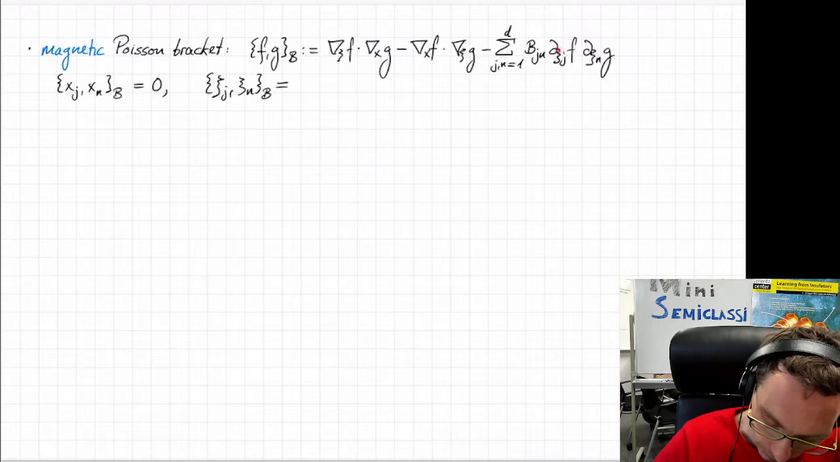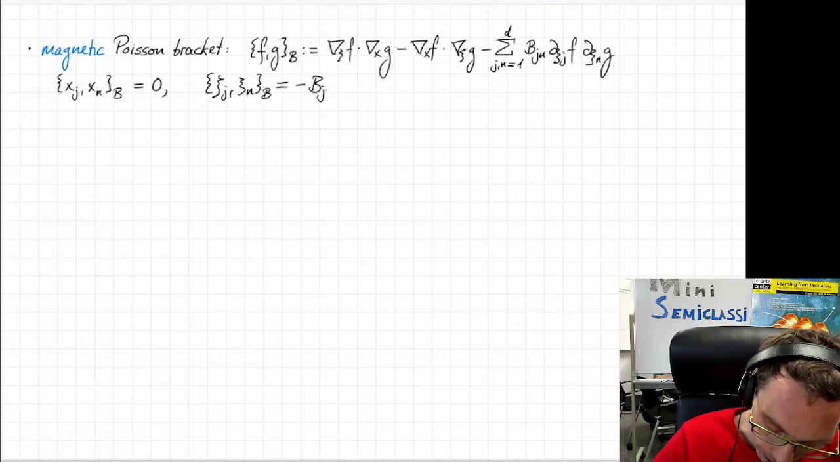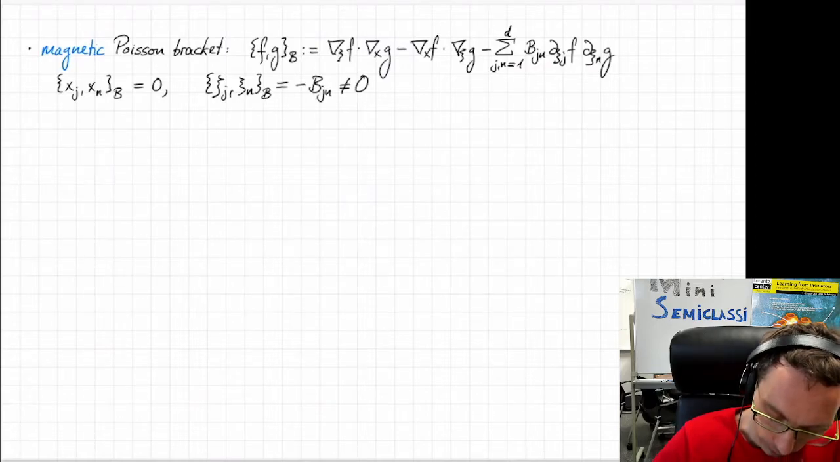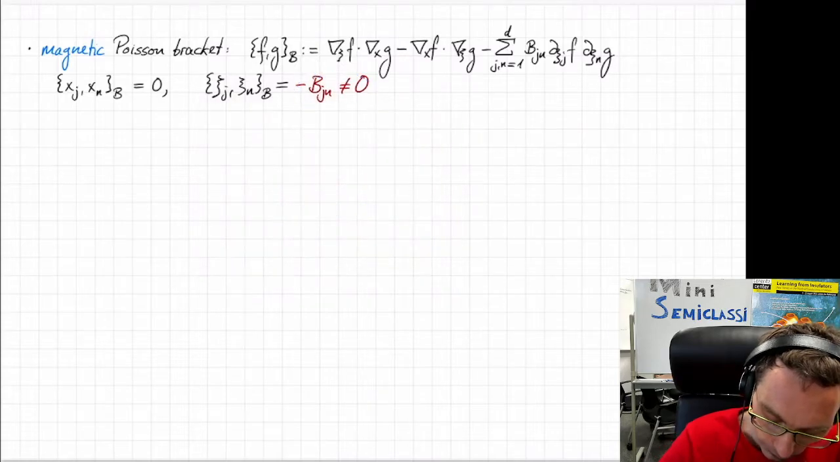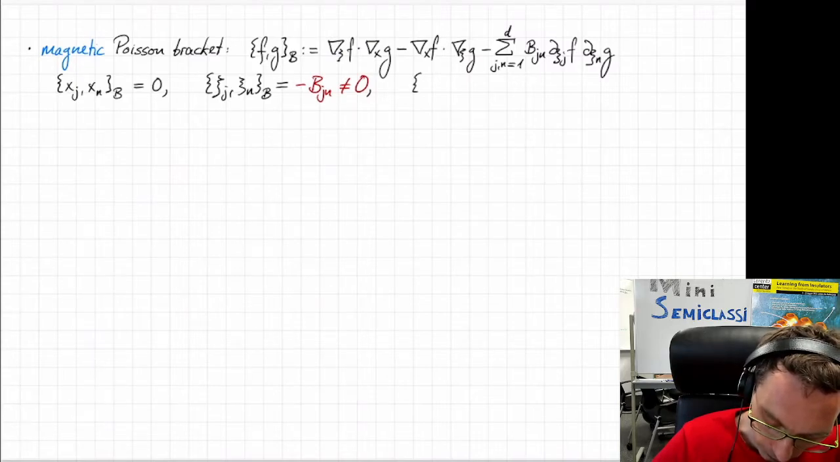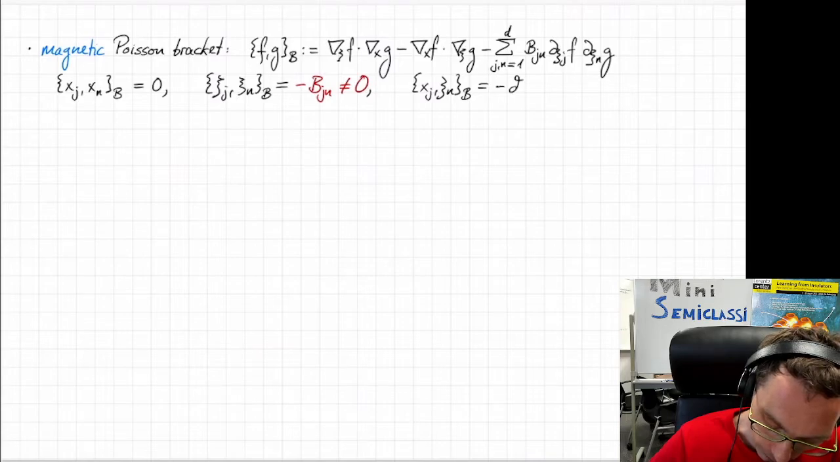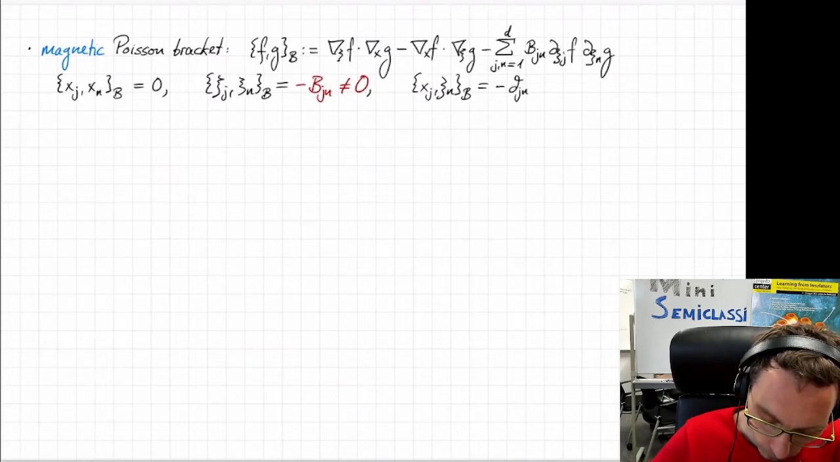So here what you get is basically delta contributions. So what you get in the end is minus Bjn, which for the systems we're interested in is importantly different from zero. At least some of the components are. And this is important, right? So this is an essential difference to the standard systems we considered before. And then for the mixed Poisson bracket, only the first, the non-magnetic term contributes, and we get a minus delta Jn as before. And now let's look at the quantum side.